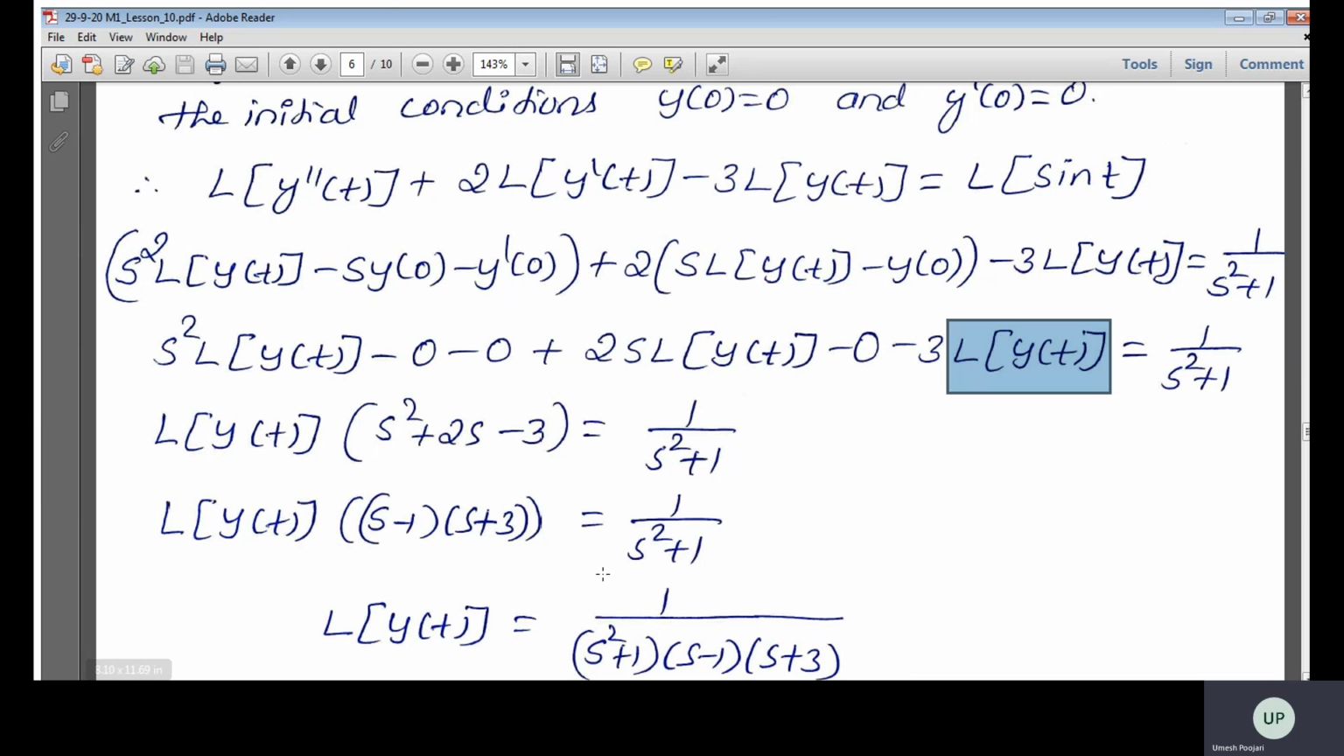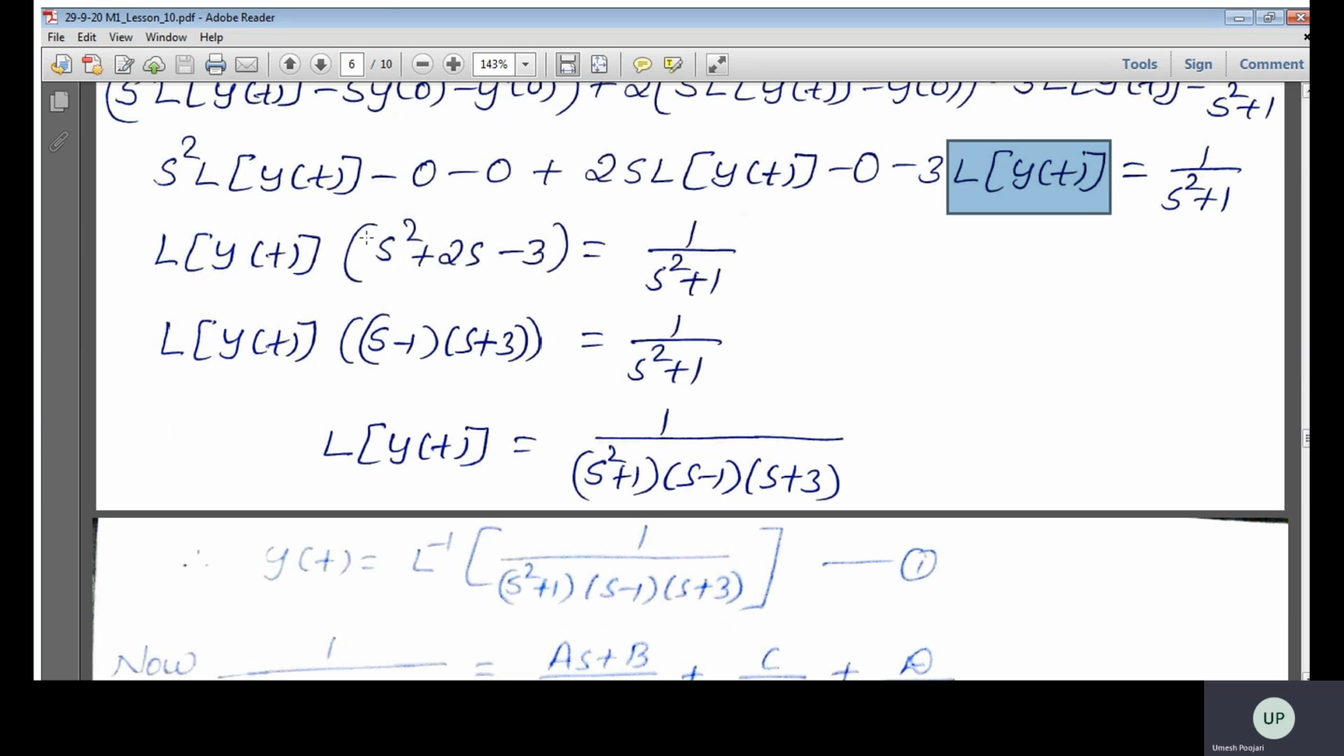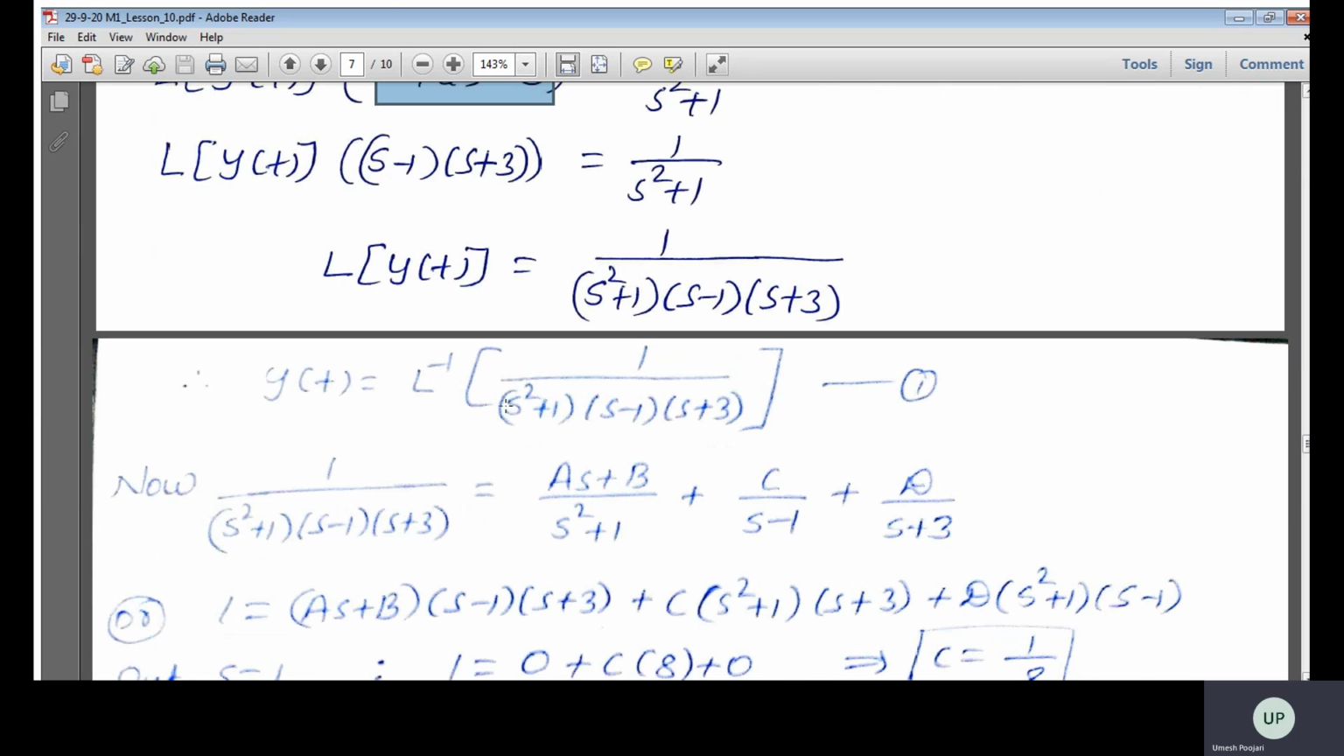Therefore L of y of t will be 1 by s square plus 1 into s minus 1, s plus 3. Correct? See, that's what I told you. If a quadratic equation or cubic equation comes, then try to factorize. If you can't factorize, okay, then keep it as it is. Otherwise you should try to factorize, because if you factorize, then the method will be easy to obtain the result. So L of y of t is this much, therefore y of t will be L inverse of 1 divided by s square plus 1, s minus 1, s plus 3.